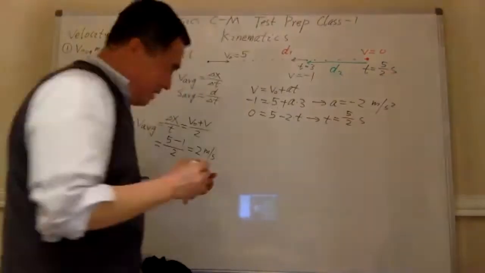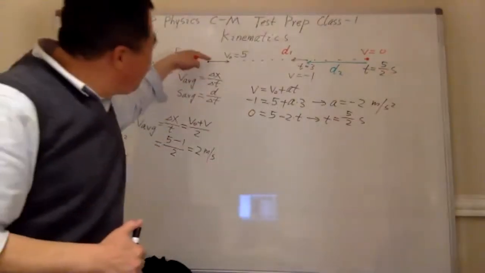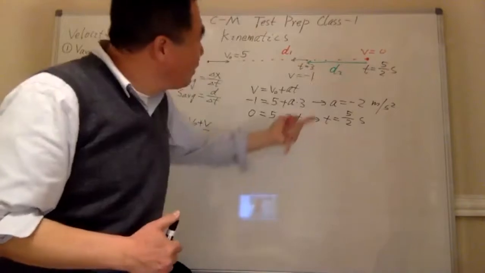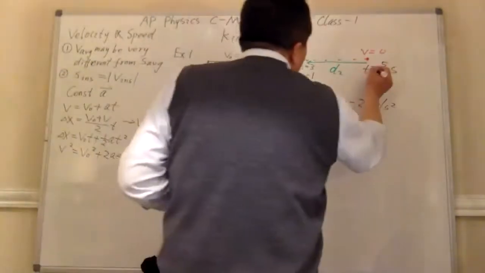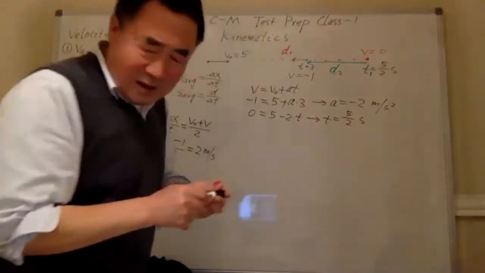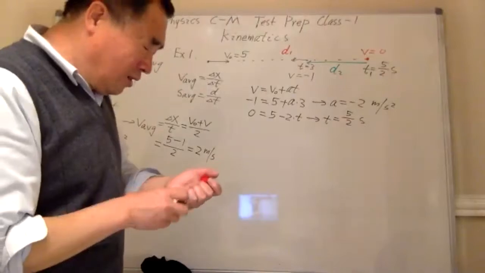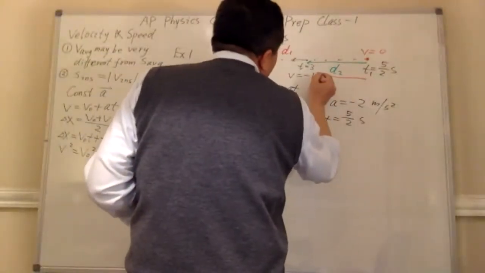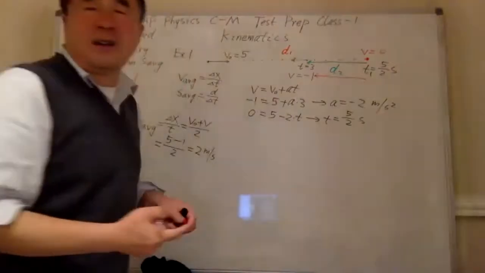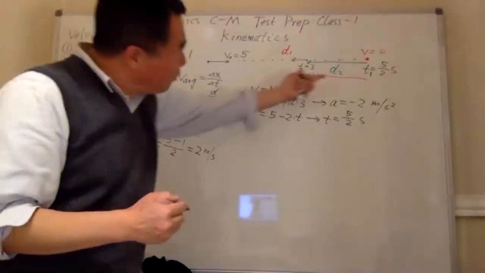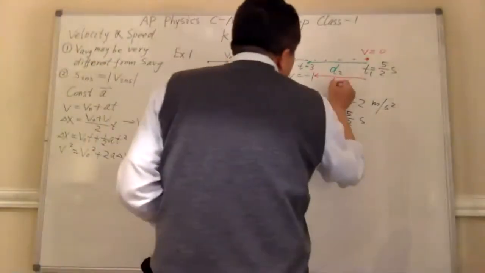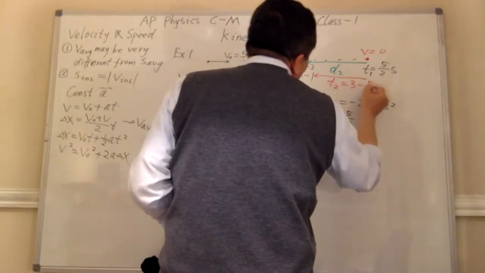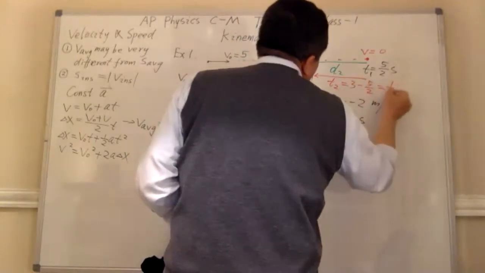Then from here to here, you get that much time. We call it T1. So how about T2? T2 we don't need to really worry about, as they return back. We can easily figure out T2 equals 3 minus 5/2, which is half a second.